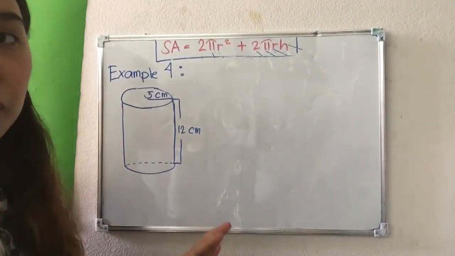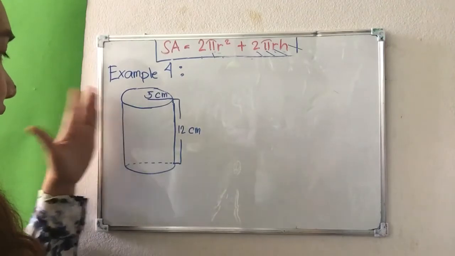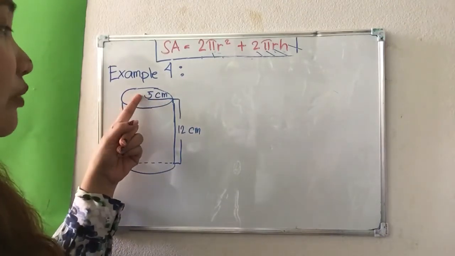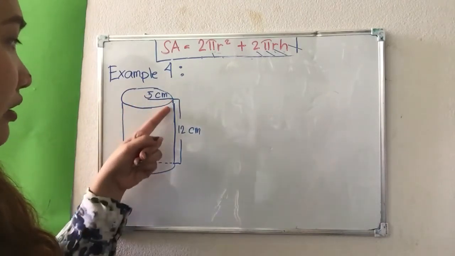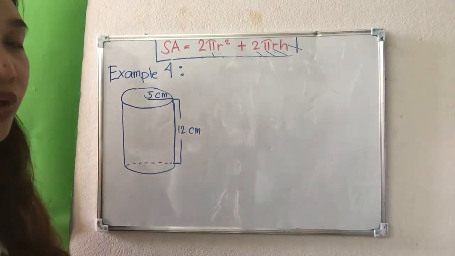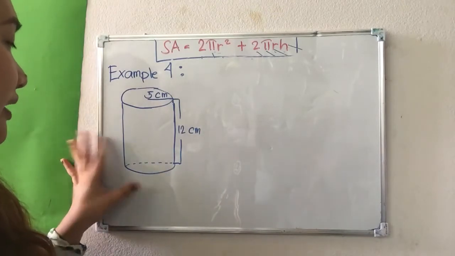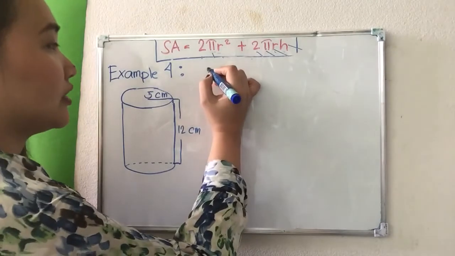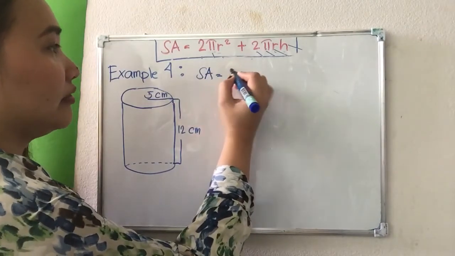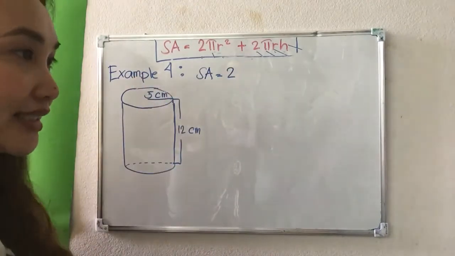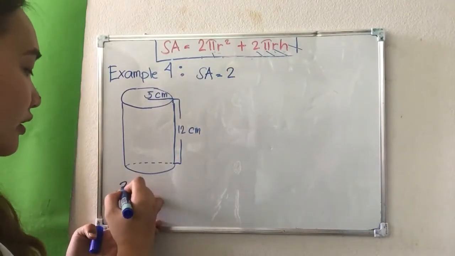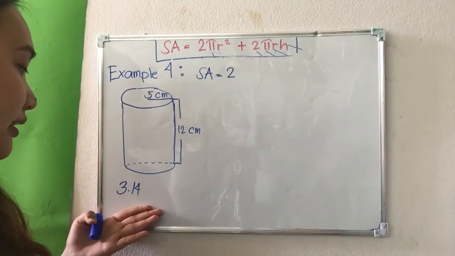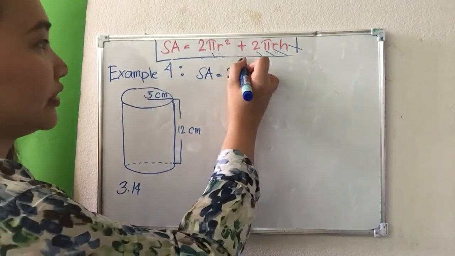Okay, so example number 4. With this cylinder given, we have the radius of 5 centimeter and the height of 12 centimeter. Let's find the surface area of this cylinder. So we have surface area, what is 2? This time we will use the 3.14 value of the pi.